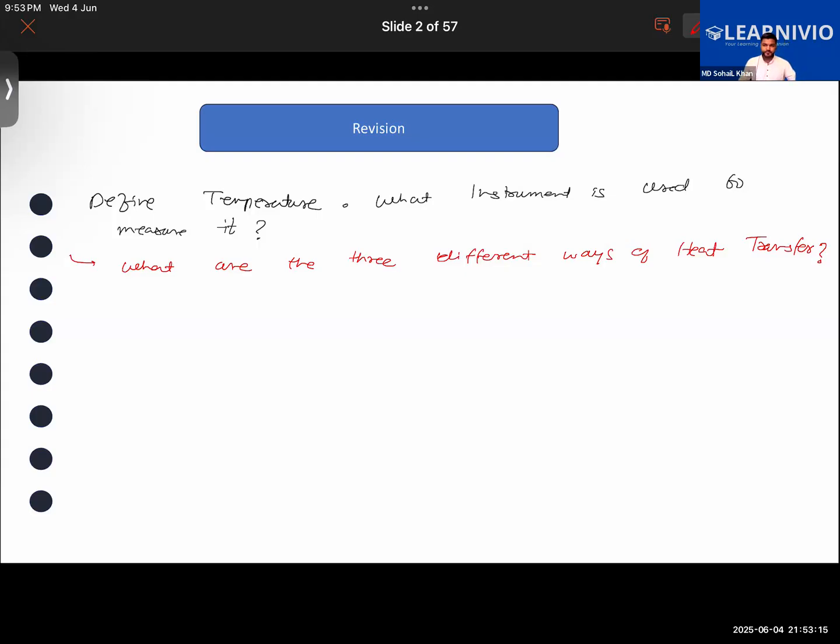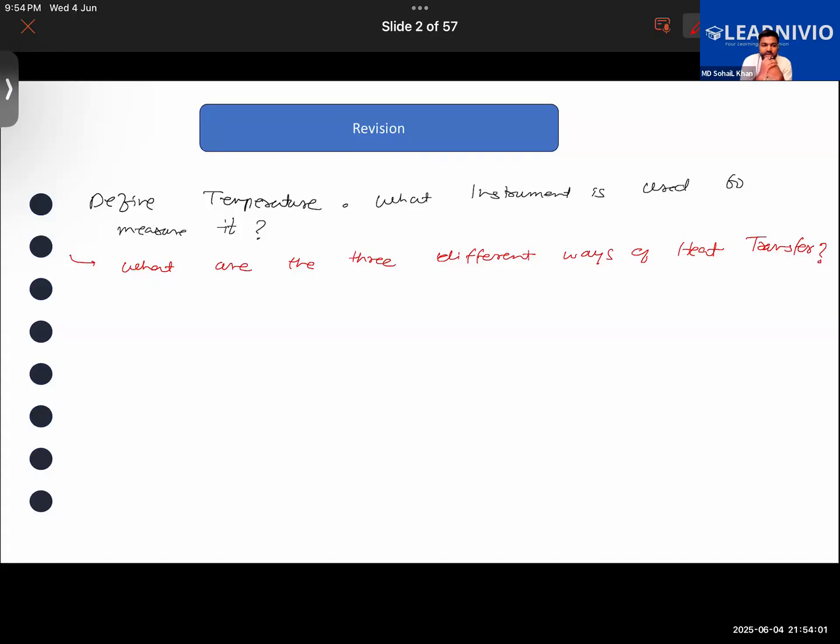Sir, 1 minute. What are you thinking about, Salman? Sir, temperature is the measurement of hot and cold. Temperature is basically the degree of hotness or coldness of an object, like how hot it is, how cold it is. So that you can accurately tell by knowing its temperature. What instrument do we use to measure it?